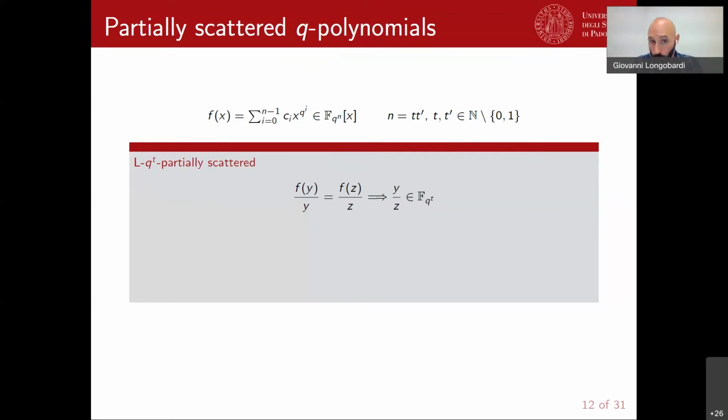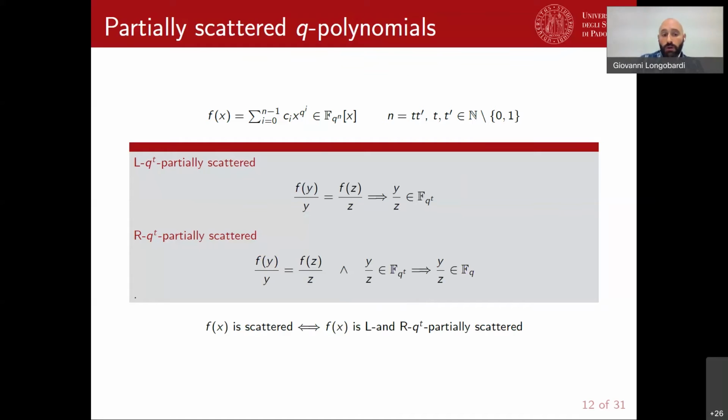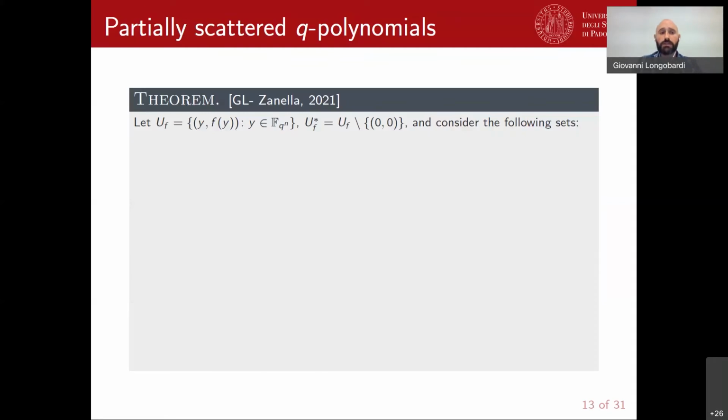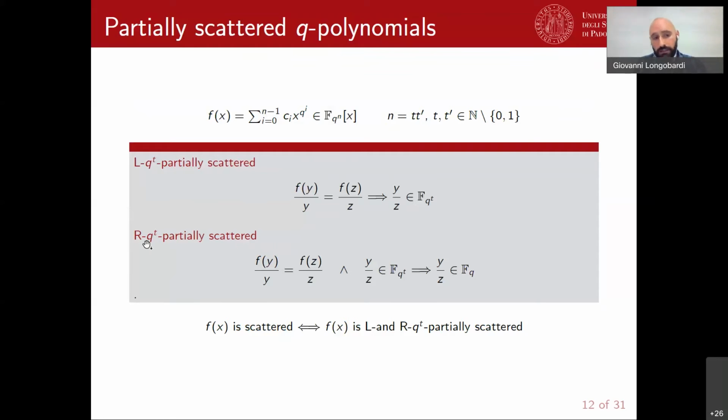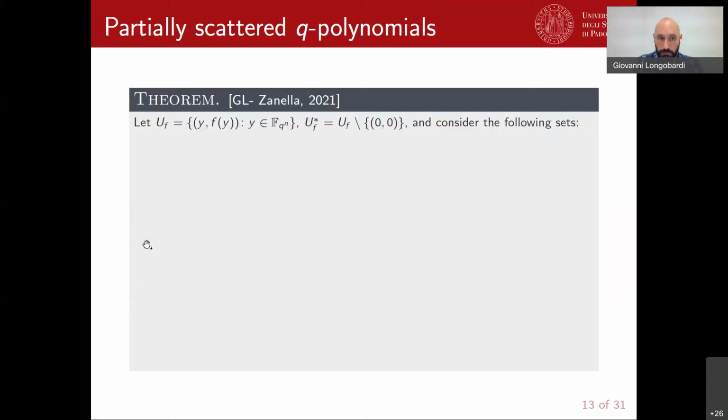So it is a q-polynomial such that if this equality holds, this property here implies that y and z are F_{q^t}-linear dependent. And R, q^t partially scattered: if this condition holds, we have that y and z are in F_q. Of course, a polynomial is scattered if and only if it is both L and R, q^t partially scattered. So it is a sort of left and right partial scatteredness.